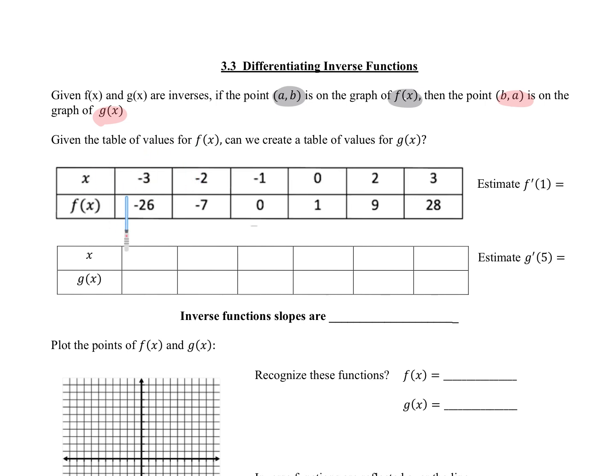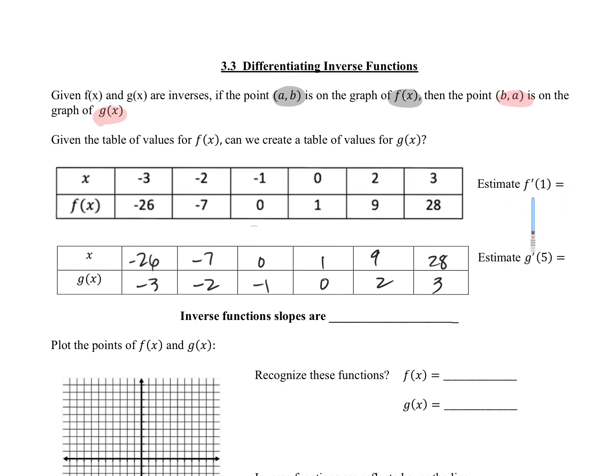So it said, hey, here's a table for f. What would then be a table for g? So if I say, hey, we got the point (-3, -26) on f, what would g's point be? You got it. He says, oh, just flip it. And then (-2, -7) turns into (-7, -2). (-1, 0) is going to be (0, -1), etc.